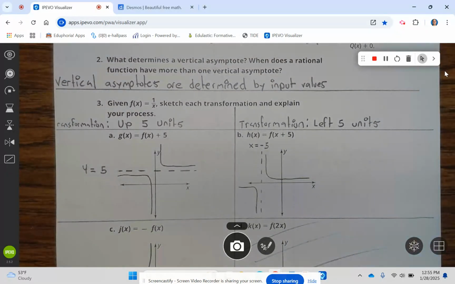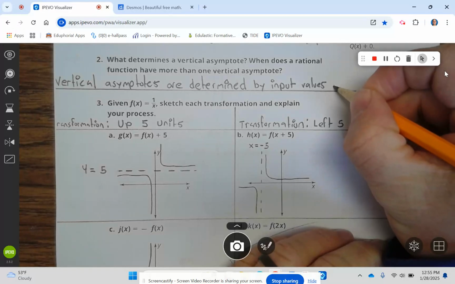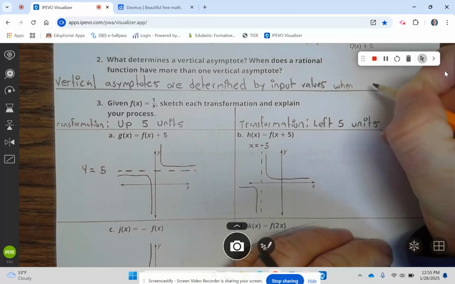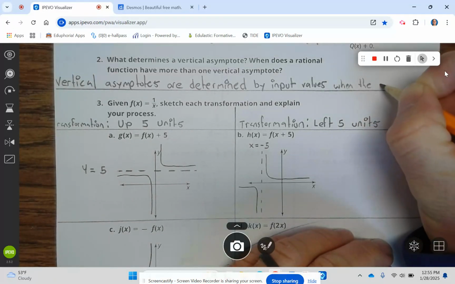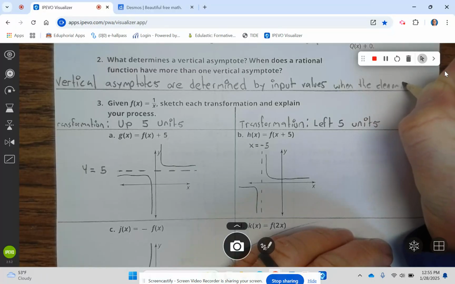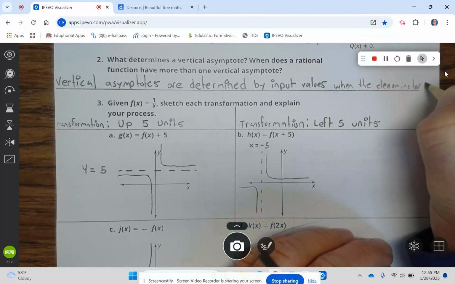2. What determines a vertical asymptote? When does a rational function have more than one vertical asymptote? Vertical asymptotes are determined by input values when the denominator is 0.